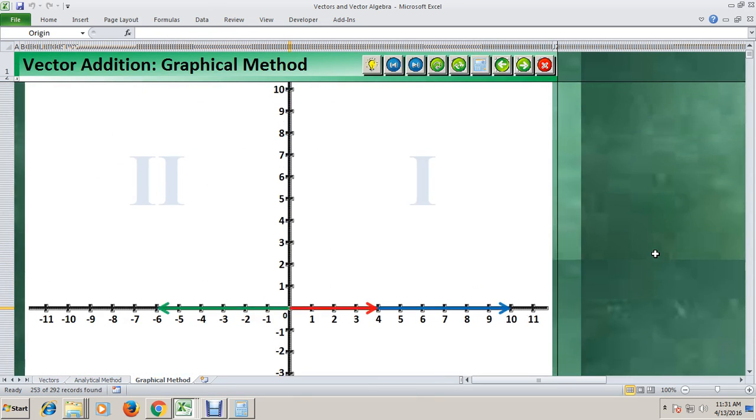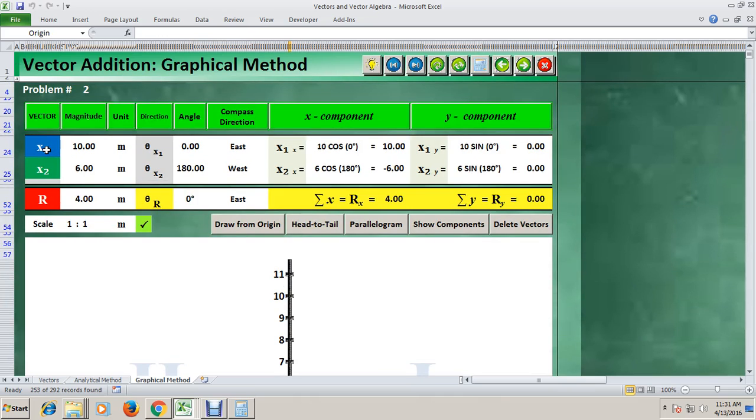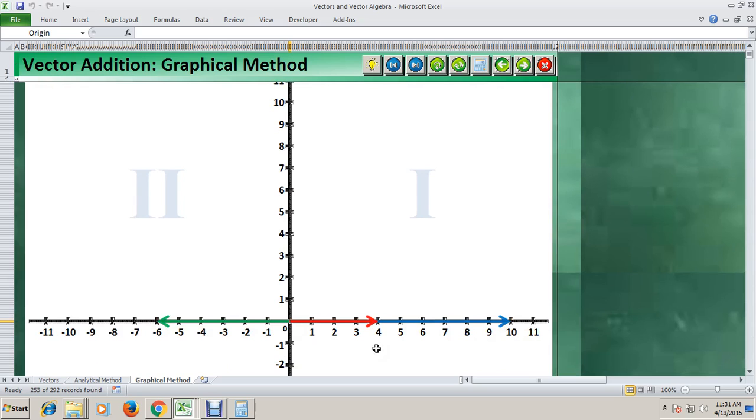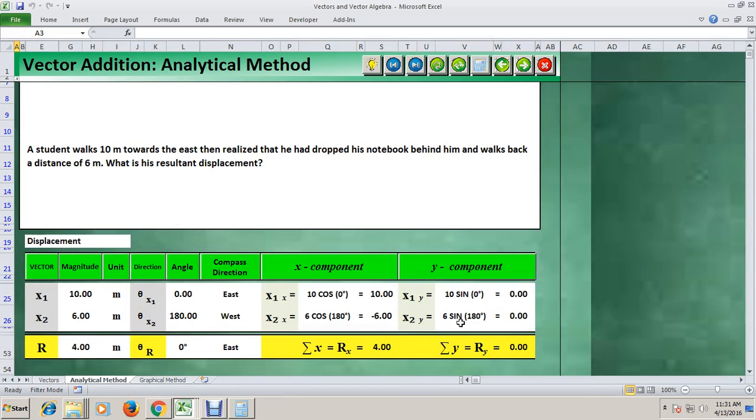As you can see here, the blue vector is your first vector, and the green vector is your second vector. This is 10 meters east and 6 meters west for the green vector. The resultant vector is simply the difference between the magnitudes of these two vectors, since both of them are directly opposite. So you have 10 minus 6 gives you 4. Analytically, this is done using the component method as shown here in this module.